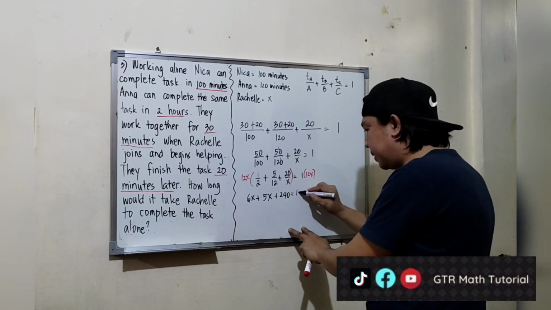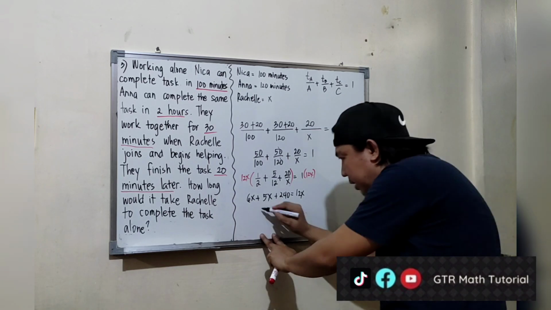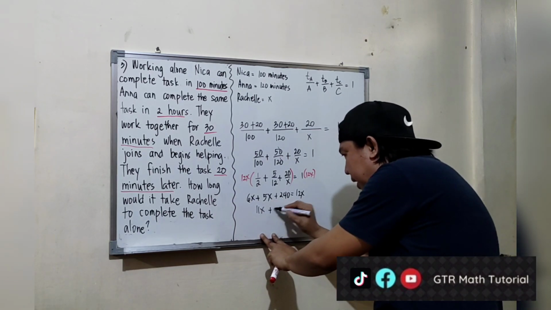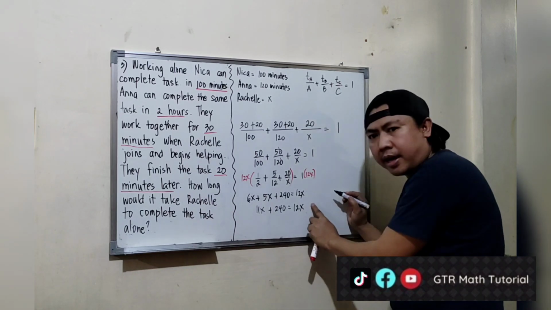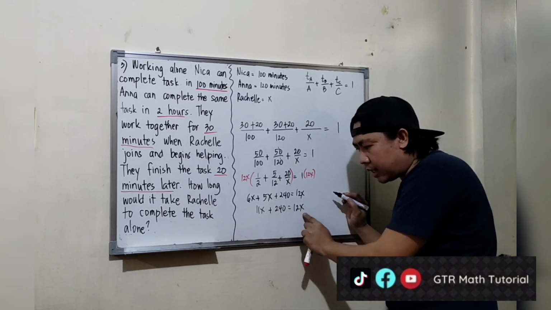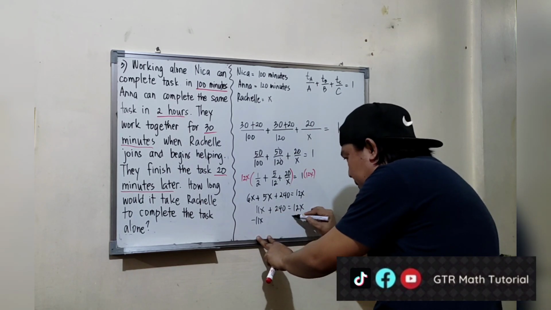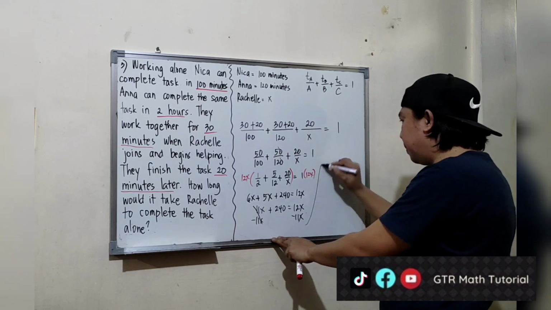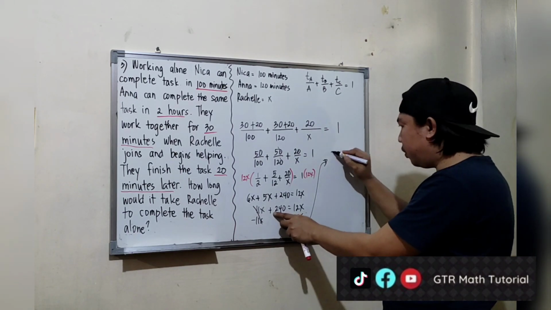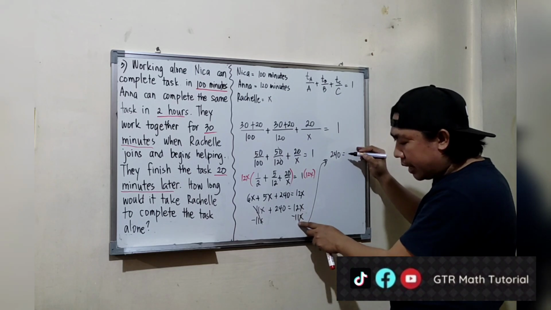equals 12x. Okay, so just solve for x. So, combine like terms, 6x and 5x. So, that is 11x plus 240 equals 12x. So, combine the x. We have 11x and then 12x. So, just subtract 11x from both sides. So, this will become 0. So, dito natin ipagpatuloy. So, we have 240 is equal to 12x minus 11x.